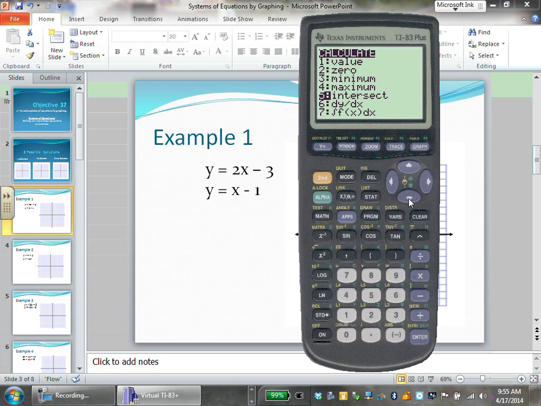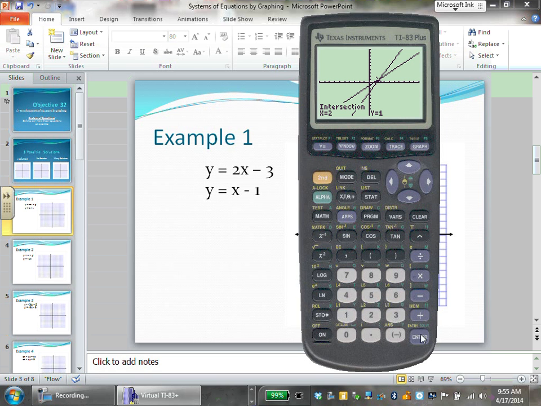So you're going to have to press enter 4 times or 3 times. Enter gives you the first curve. It says, hey, here's the first line. And then enter again gives you the second line. Hey, here's the second line. Hit enter again. It says, would you like us to take a guess? Sure, why not, right? And if you hit enter a 4th time, there's the intersection. X is 2 and Y is 1.